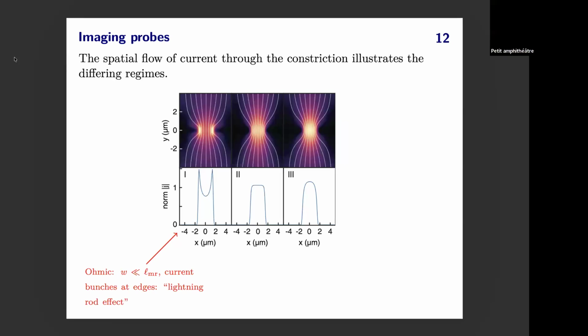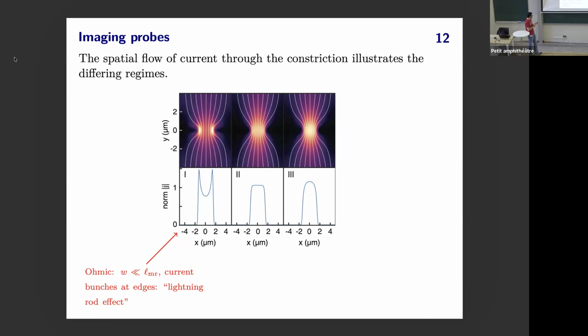This comes from what I would call the lightning rod effect, which is an undergrad E&M effect. If you have a corner that sweeps out less than 180 degrees, the solution to the Laplace equation near the corner has diverging field lines. That effect is responsible for, in ohmic transport, the current bunching near the walls.